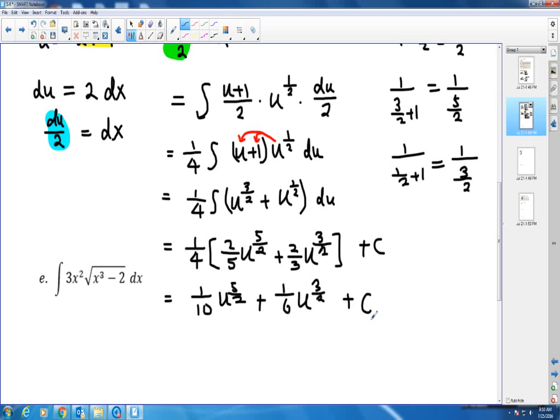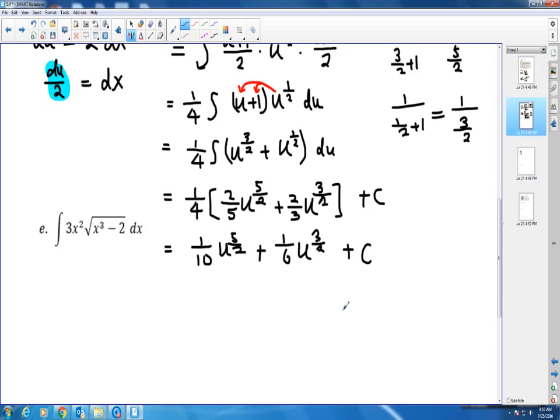Now from here, I can actually do what I showed y'all before. I can factor out a certain amount of u up front, and factor out a certain fraction up front, to simplify this a little bit better. So between 5 halves and 3 halves, 3 halves is smaller, so I'm going to factor out u to the 3 halves.